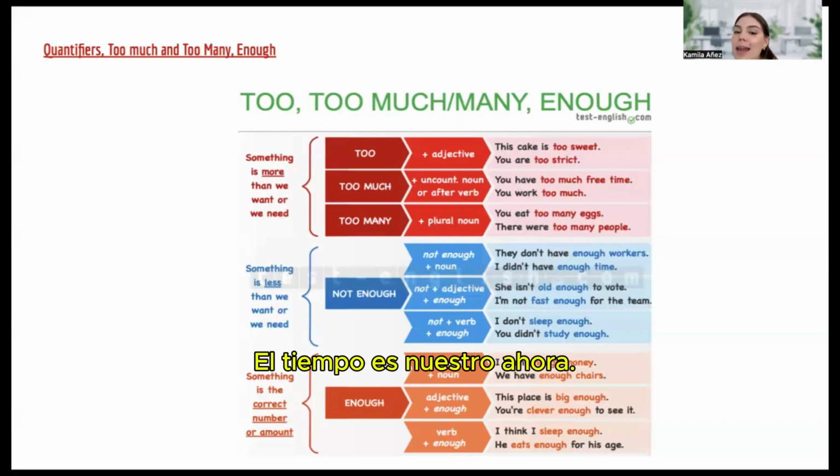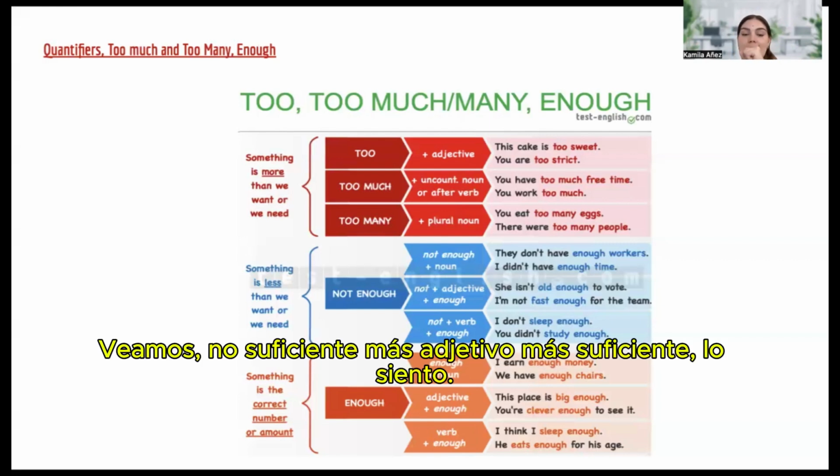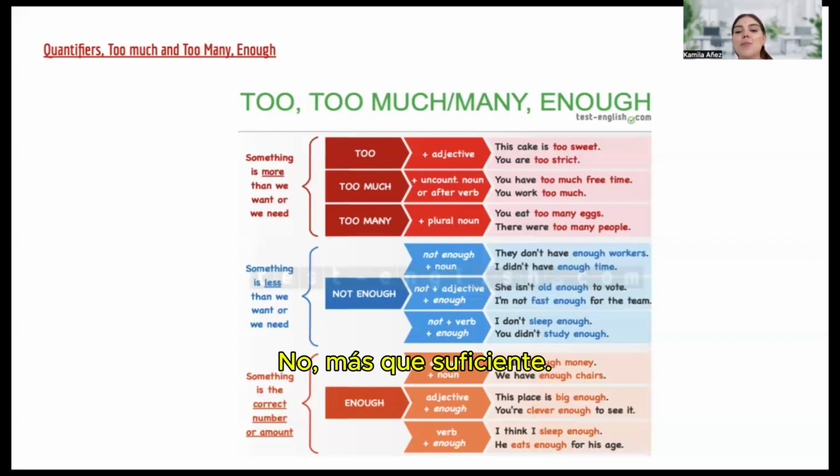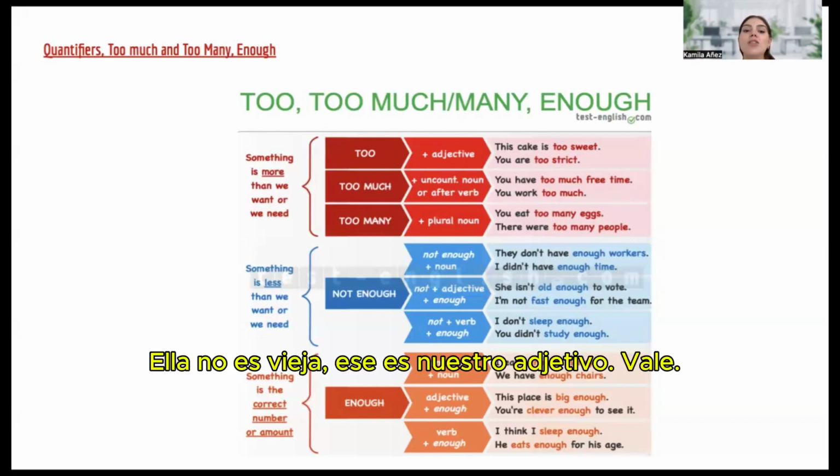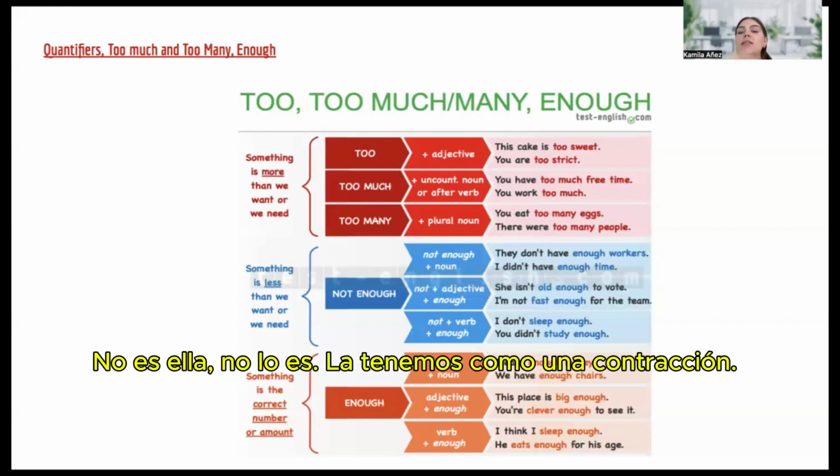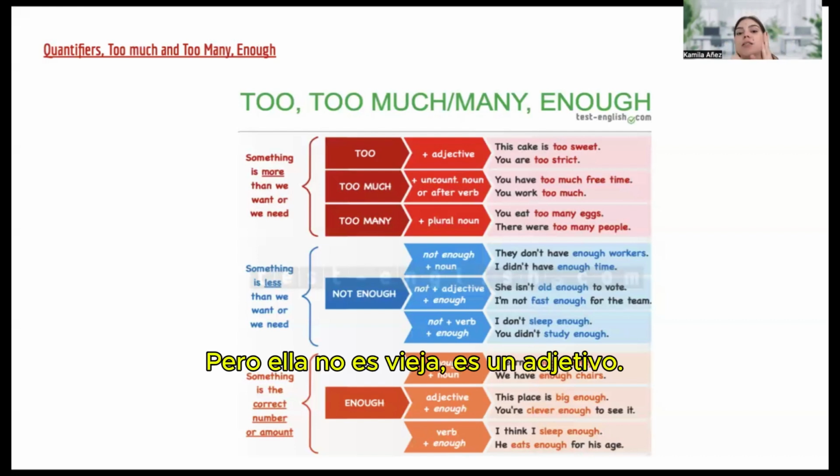Time is our noun. Let's see, not plus adjective plus enough. She isn't old enough. Old is our adjective. She is not, we have it as a contraction, but it is she is not. Old is our adjective, and enough is our enough part to both.